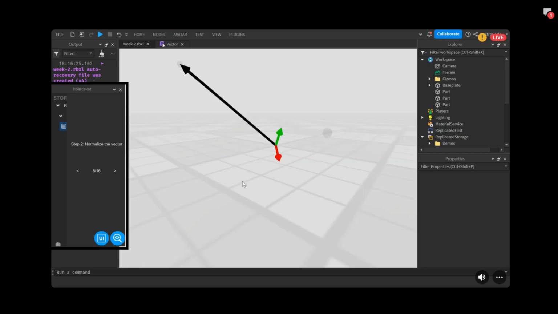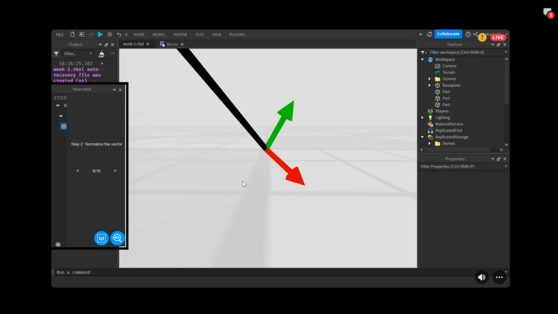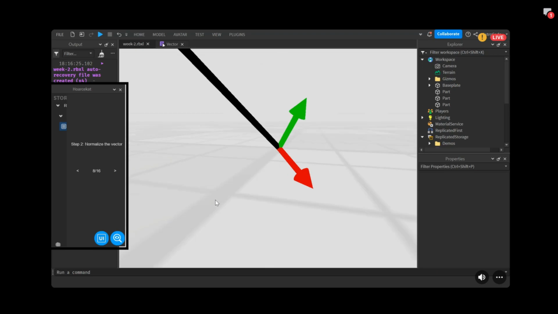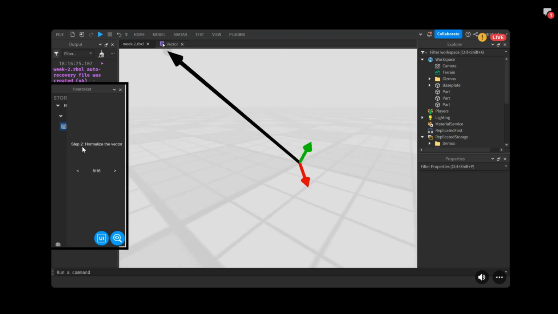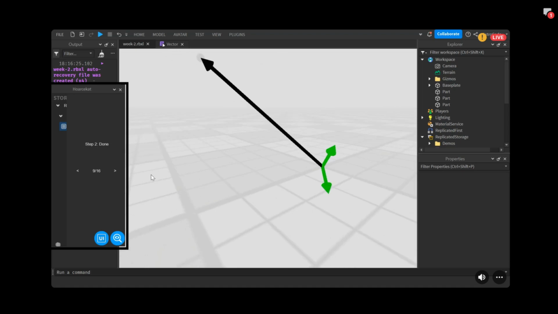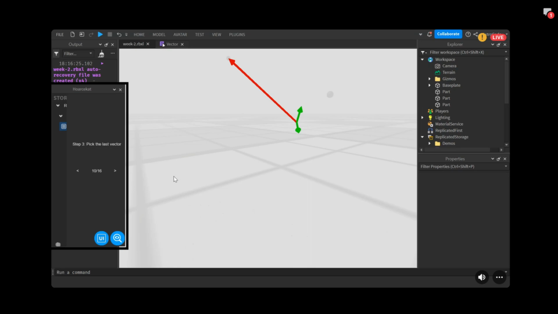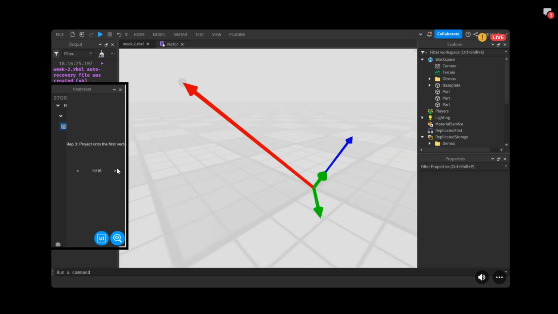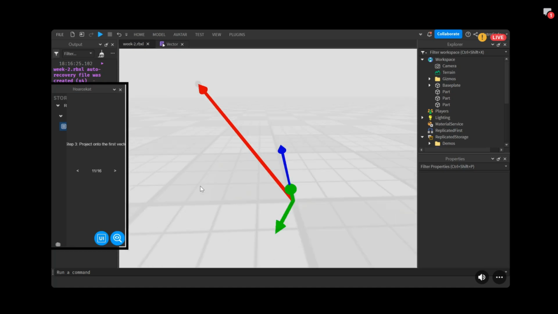All right, so this is pretty great. We now have two vectors which are orthogonal to each other and at unit length. Now we just have to do it one more time. So that step is done. We'll go into the next one. We're going to pick the last vector, and we'll repeat a similar process.